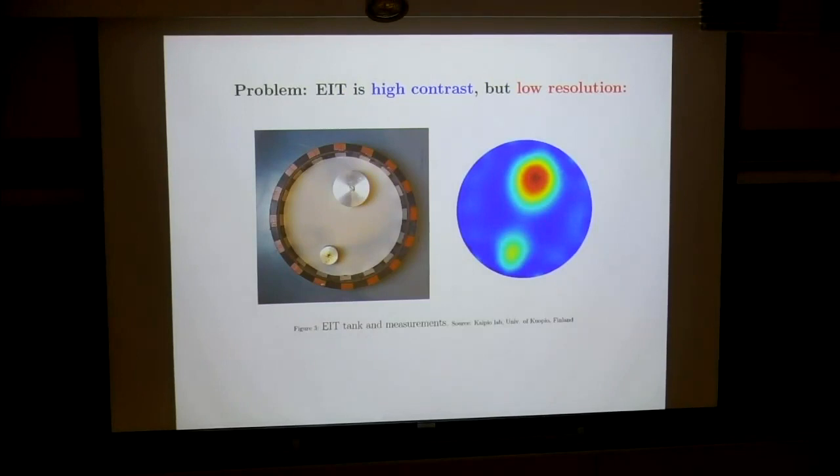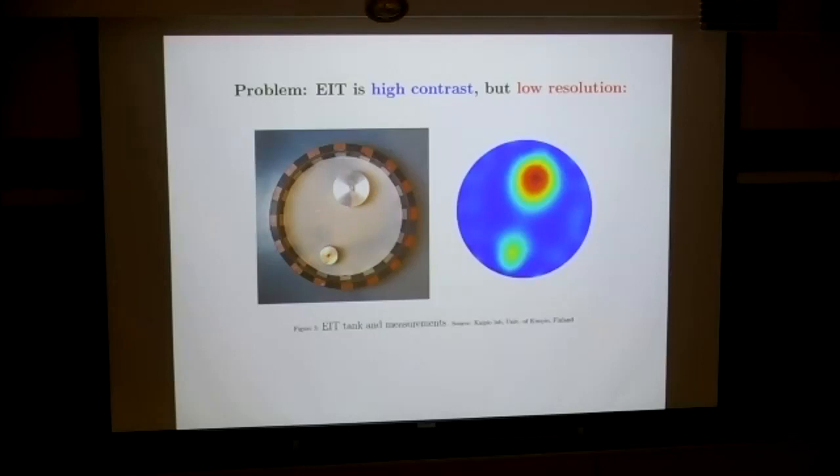Okay, so here's a picture of a basic experimental setup for EIT. Here you have a tank. There are 32 or so electrodes around the outside. And inside the tank, there is a conducting liquid, which basically has constant conductivity. And then inside of it, you have 2 inclusions, which have different sizes and different positions. And also they are made out of material with different conductivities.